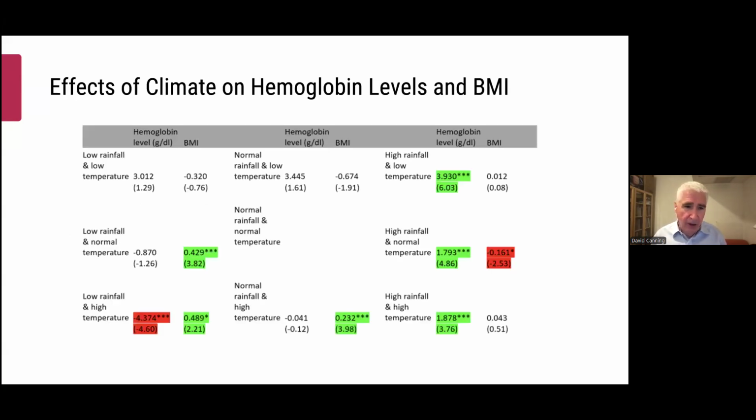This shows some effects that we found for extreme climate. So the red are bad outcomes, the green are better than normal outcomes. And what we see is low rainfall and high temperature, which is drought conditions on the bottom left, is bad for hemoglobin. Whereas high rainfall is also bad on the extreme right for BMI. And that seems to be associated with high disease prevalence. So diarrheal disease can be greater when there's high rainfall. So I think you're getting multiple mechanisms here. It's a complex picture because you have both effects on agriculture, but also effects on disease. Next slide.